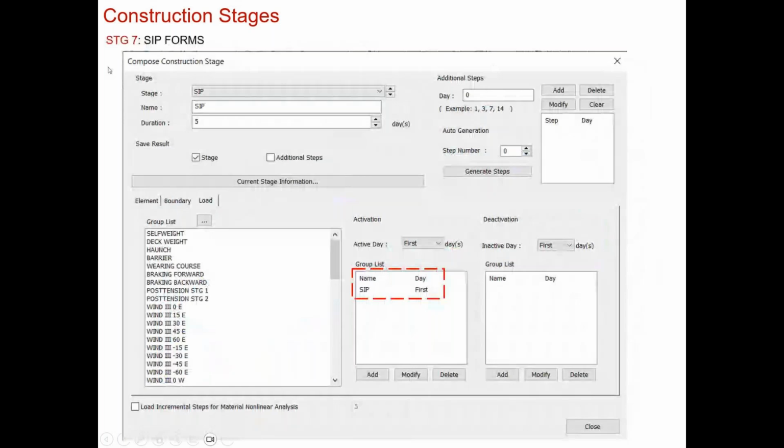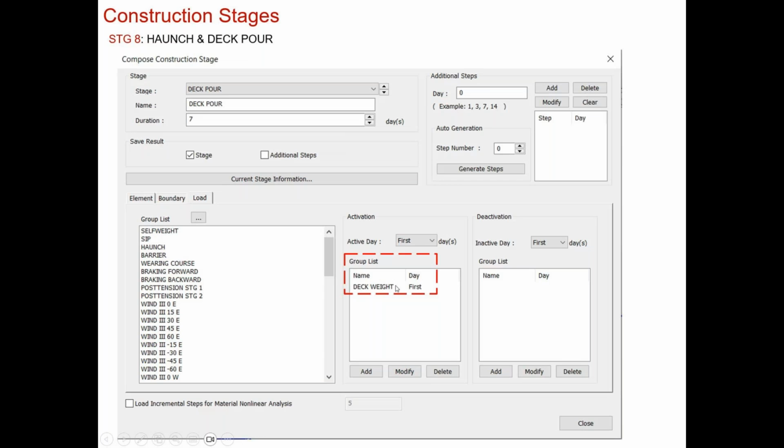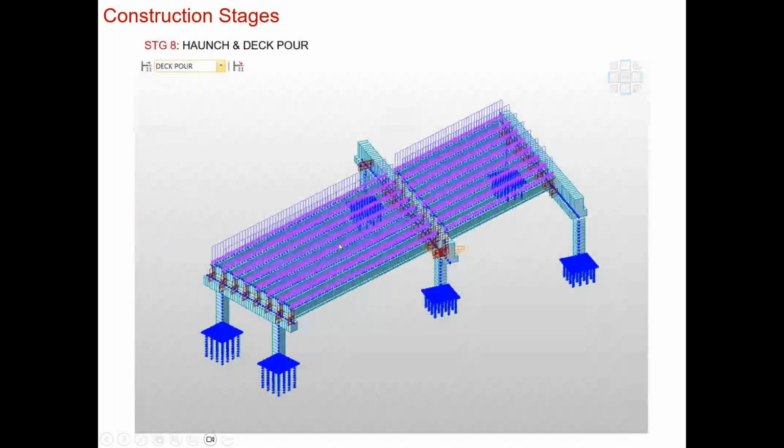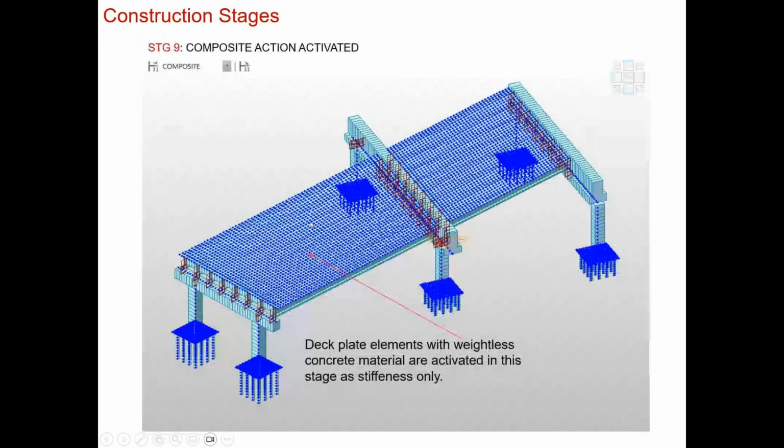Then jumping to stage 7, which is applying the stay-in-place form. This is just applied as a load only on the non-composite bulb T girders here, and similarly applying the loads from the deck as if pouring the deck. The weight of the fresh concrete is also applied as line loads on those bulb T girders. And then going to the ninth stage, when we activate the composite action, this happens by activating the deck elements, which are plate elements defined with a weightless material, and that was the reason why we defined a dummy material that is weightless. So when those elements are activated at this stage, they only act as stiffness and not as weight.